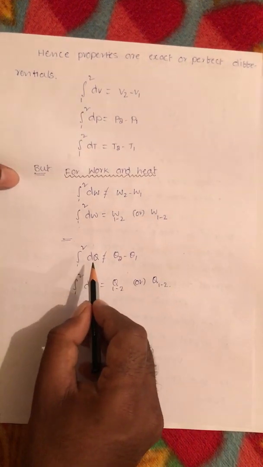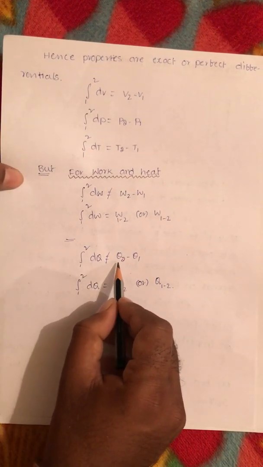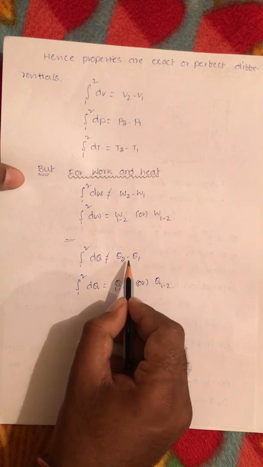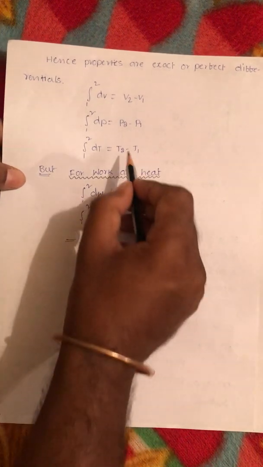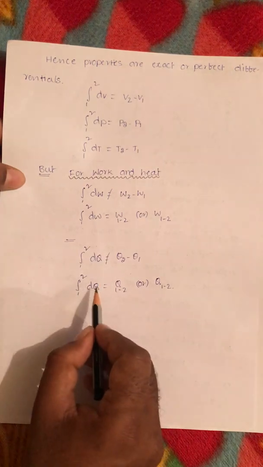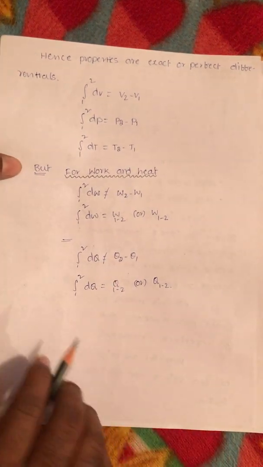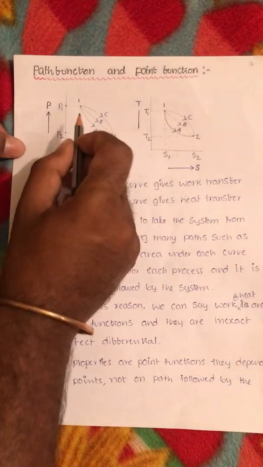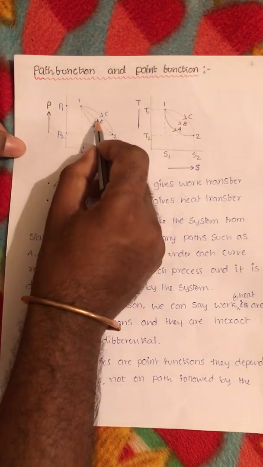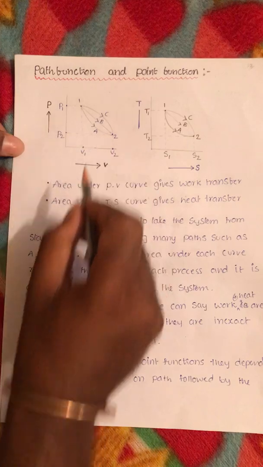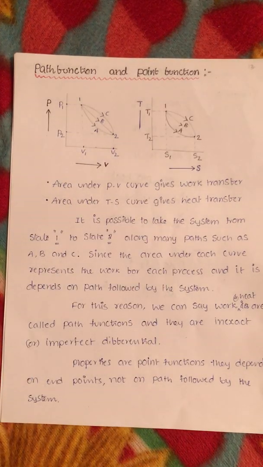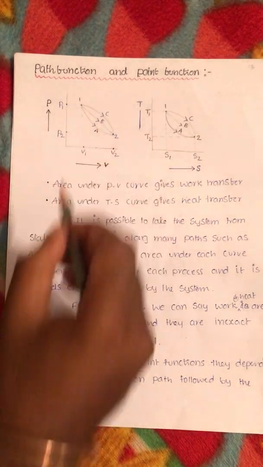Same for heat also. The integral from 1 to 2 of dQ. You cannot write heat at state point 2 minus heat at state point 1, unlike properties T2 minus T1, P2 minus P1. But you have to write heat as Q1-2. So heat and work are path functions. They depend only on the path followed by the system, not on the endpoints. Hence, heat and work are path functions.